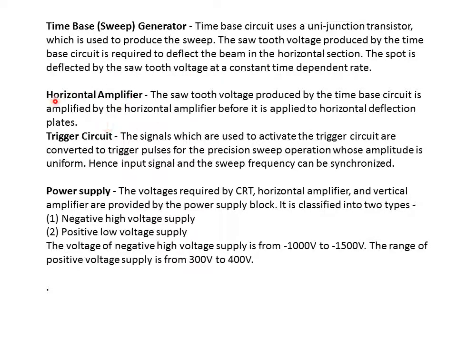Next we will see horizontal amplifier. So whatever sawtooth voltage is produced by the time based generator or time based circuit is amplified by the horizontal amplifier before it is applied to the horizontal deflection plate.